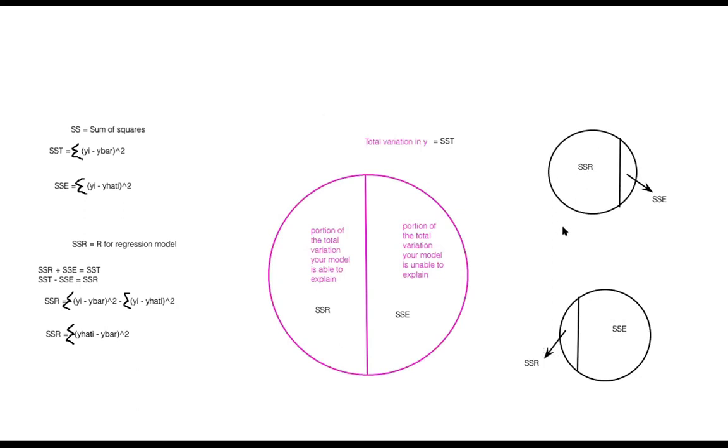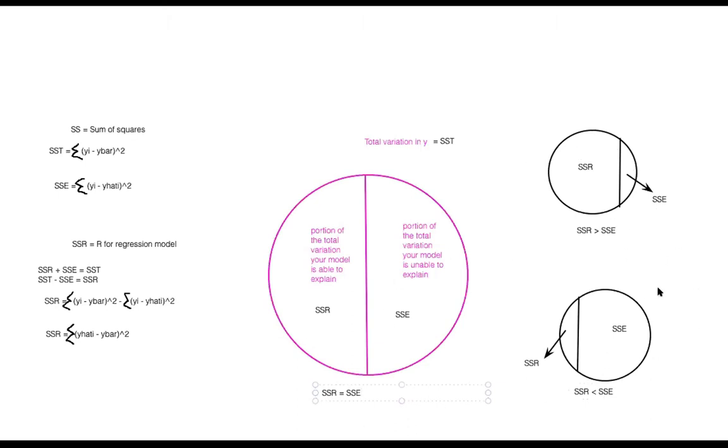So now in this case, you see that in the top case, SSR is greater than SSE. And then here is the complete opposite. SSR is less than SSE. And here I made them roughly the same. So these are the three possible scenarios.